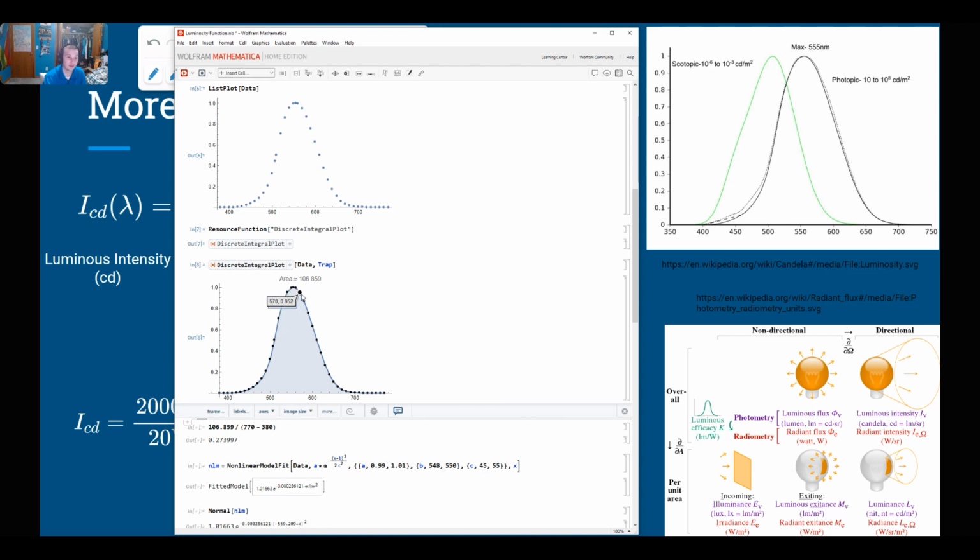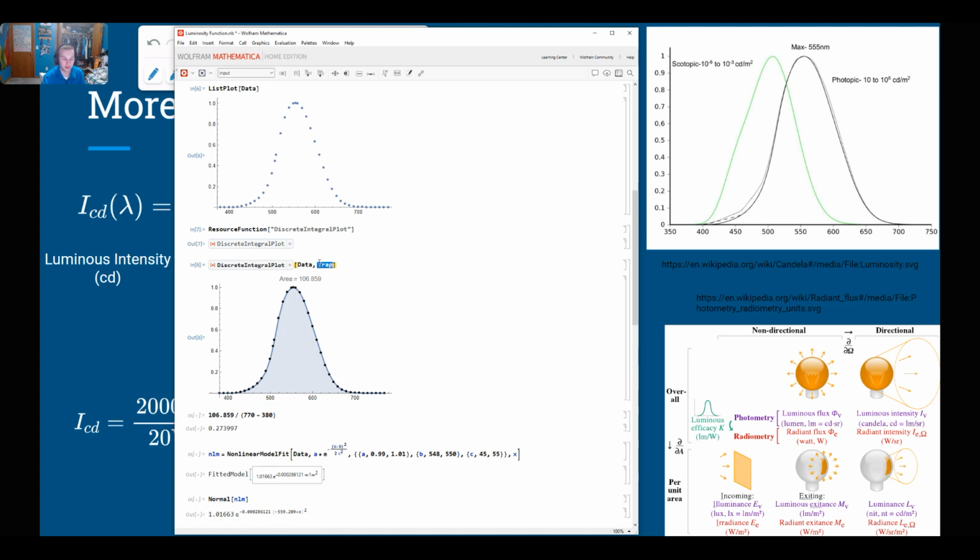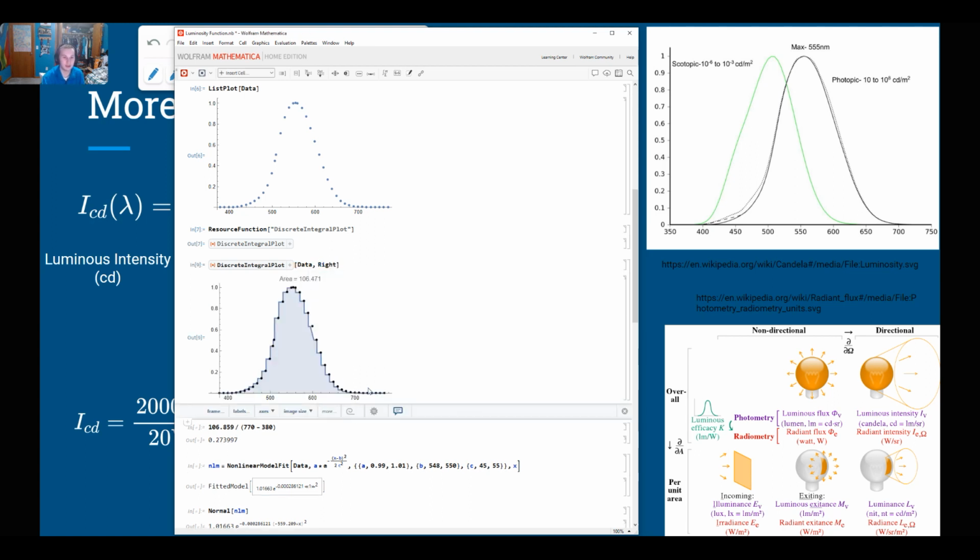Maybe it's been a while since some of you have done Riemann sums, but since we don't have a continuous function here, we need to use Riemann sums to estimate the value of the integral of this function. So we're using the trapezoidal method. If you were to put in right here, it should, yeah, it does right justification.